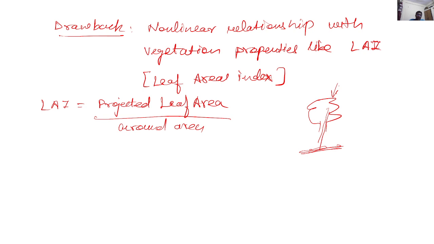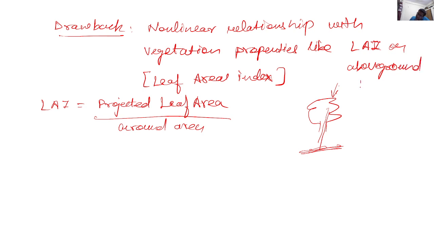Due to that, the leaf area index can even exceed one. The usual values for forested lands may be in excess of 2 or even in excess of 4. So it is not between 0 and 1; it can exceed 1 in many cases. So NDVI exhibits a nonlinear relationship with vegetation properties like leaf area index or the above ground biomass.